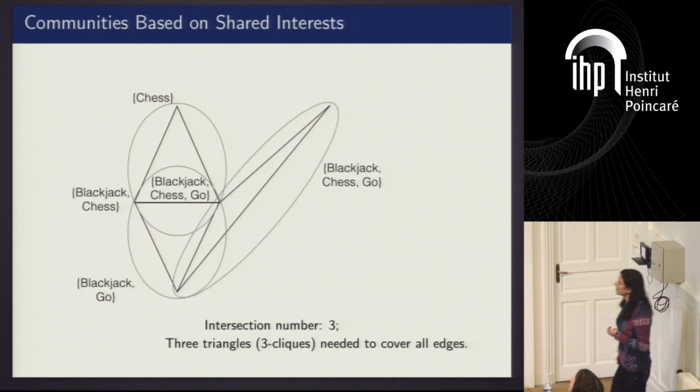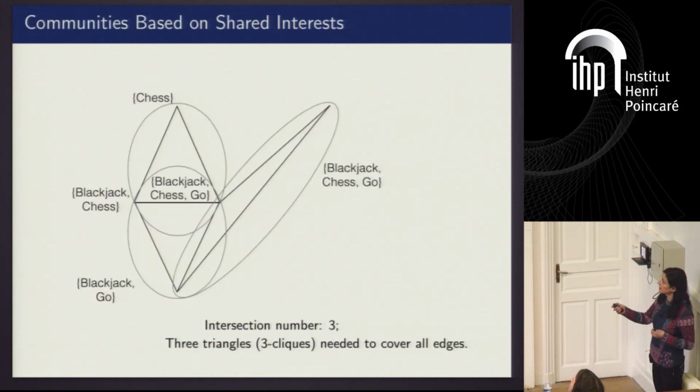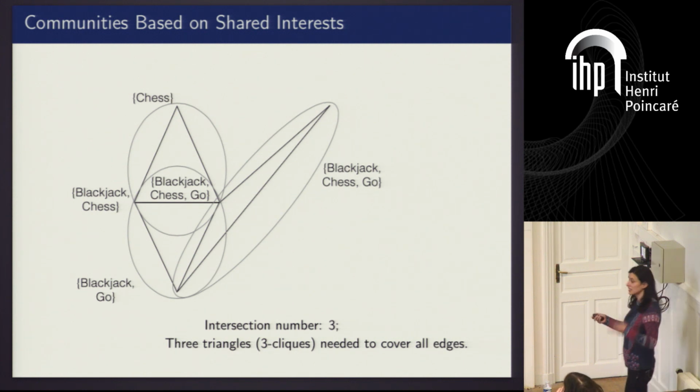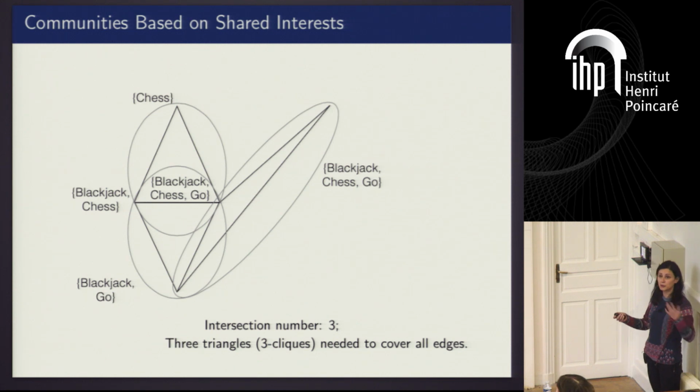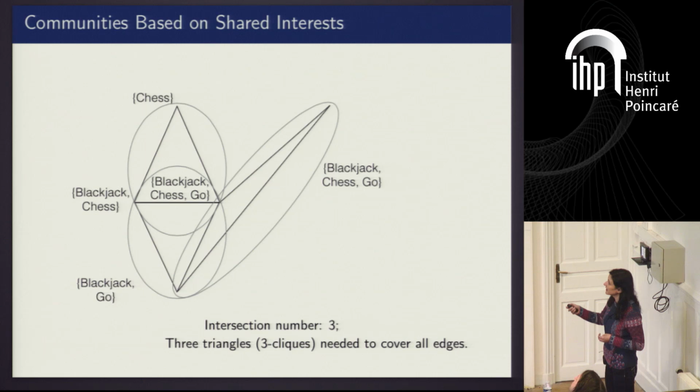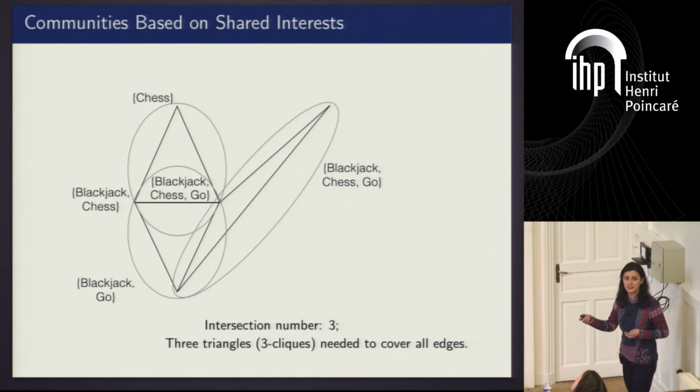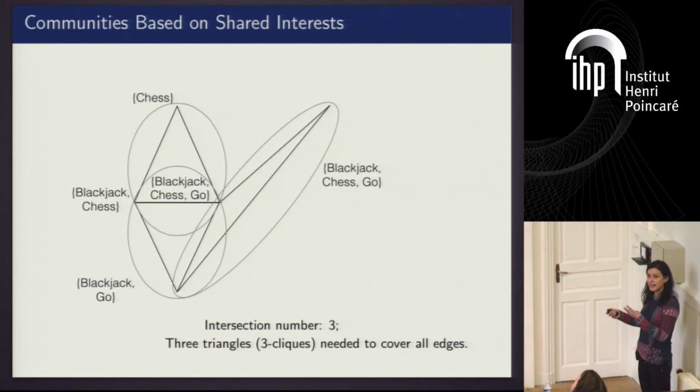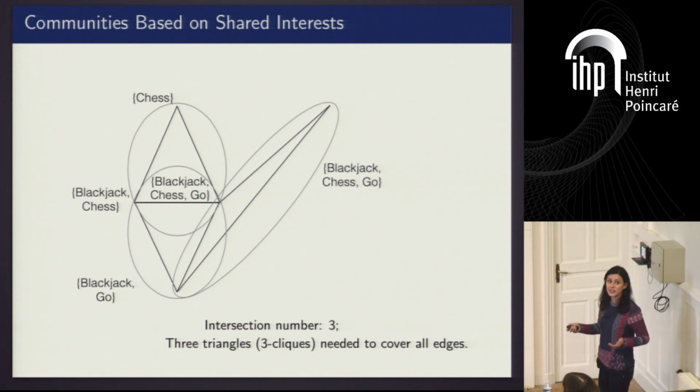So let me just quickly show this example here. Forget about this mistake. This is not supposed to be chess here. The intersection number is 3 because I needed 3 features to consistently explain this graph, and it's easy to show that I couldn't have explained it with 2 features. And clearly, I have 3 triangles. That's why I picked this graph this way, because 3 triangles, each triangle a 3-clique, is all that I need to cover all edges in the graph.